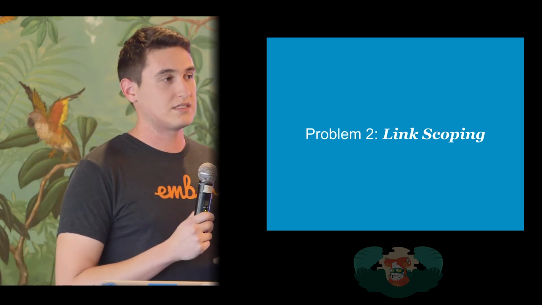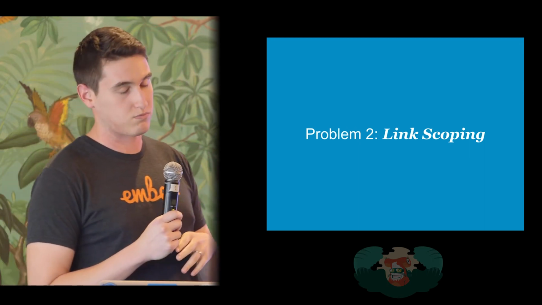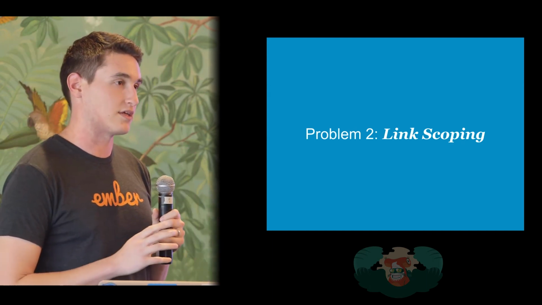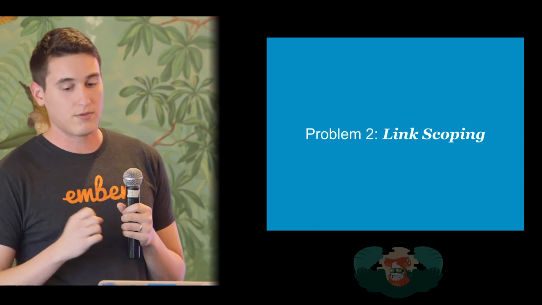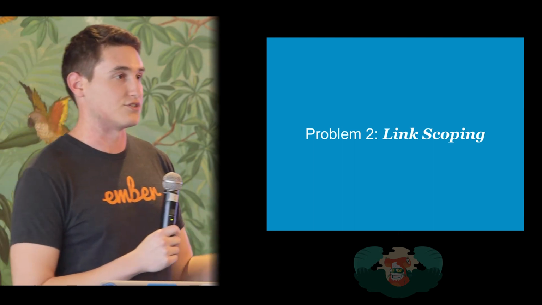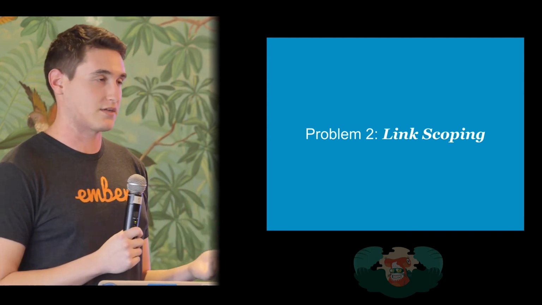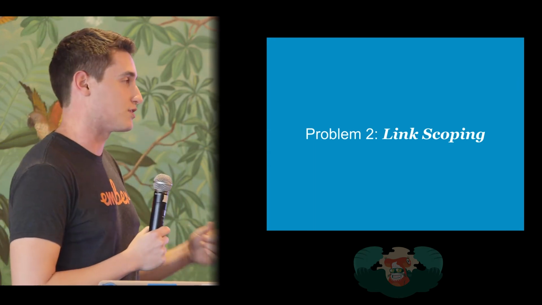Link scoping is in the same kind of space as the first problem, but is actually pretty much completely different. The previous problem was related to generating links outside of an engine before that engine is loaded. This problem is related to generating links within an engine. So specifically, how do we expect linking to be different when operating inside an isolated scope such as an engine?